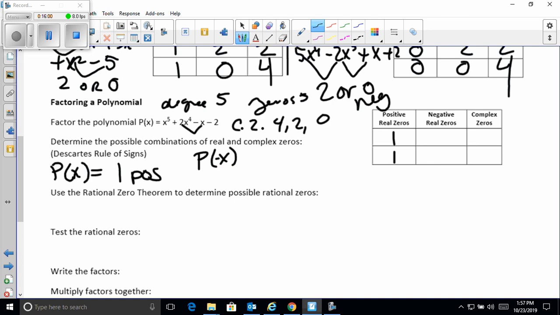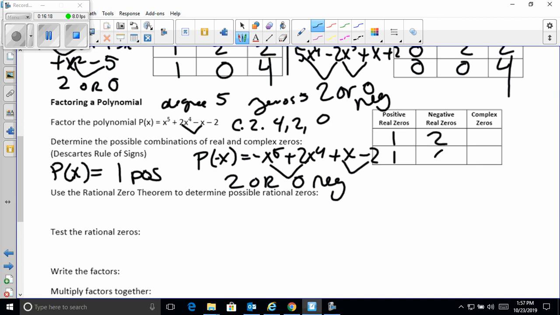Let's see what I have for my negatives. I get a negative x to the 5th plus 2x to the 4th plus x minus 2. Looking at sign changes, I have 1, 2. So I could have 2 or 0 negative. Now knowing that it's a 5th degree, if I have 1 and 2, so 3 real, then that means I have 2 complex. And if I have 1 or 0, that means I have 4 complex.